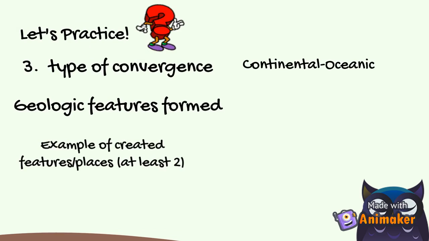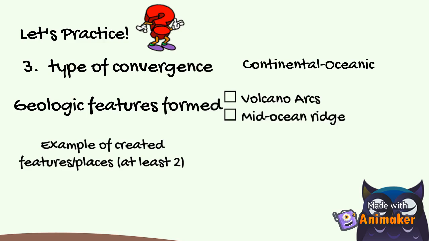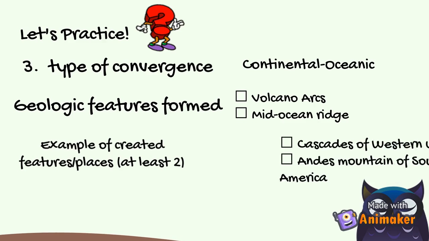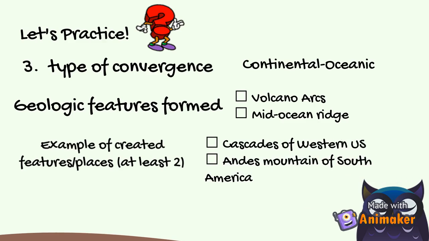Number 3. What geologic features are formed by continental oceanic convergence? The correct answers are volcanic arcs and mid-ocean ridges. That's right. What about their examples? It could be Cascades of Western US and Andes Mountain of South America.